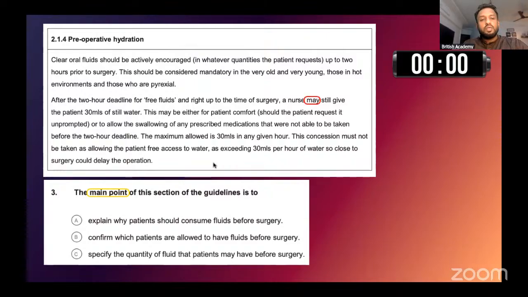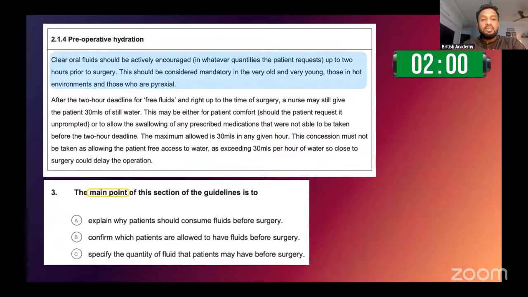So the correct answer over here is C, specify the content of fluids, because it clearly talks about it. The nurse may still give. So the correct answer over here is C.